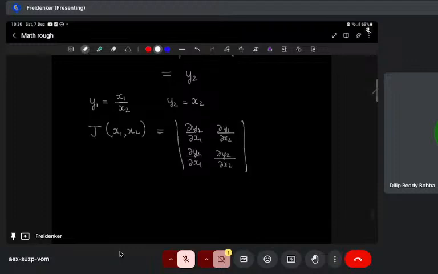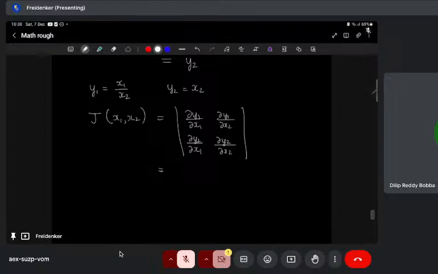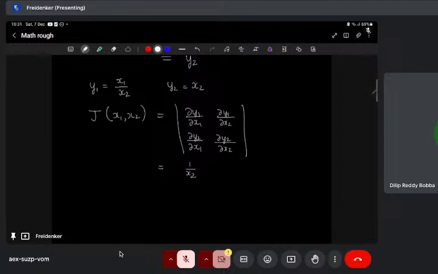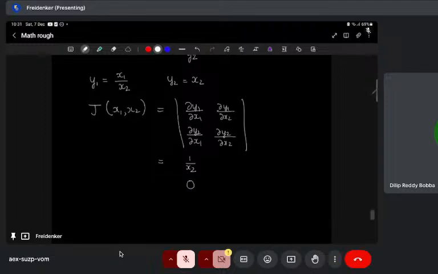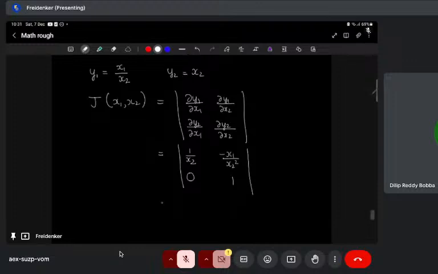Now y1 is x1 by x2. So differentiation with respect to x1 would be just 1 by x2, and this is just 0. There is no x1 component. Y1. So I'm differentiating with respect to x2. So what will I get? I'll get minus x1 by x2 square. And here, what will I get? I'll get 1. Here the Jacobian is 1 by x2.